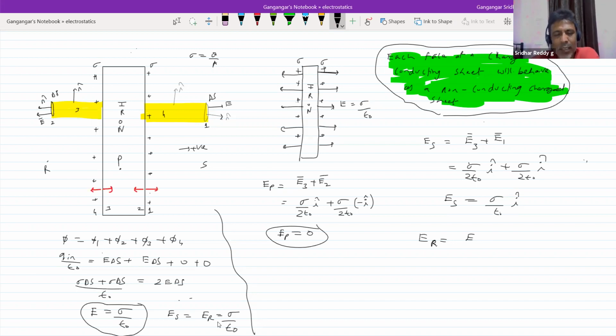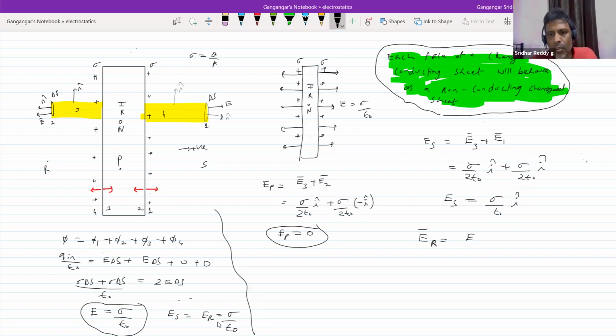What do you mean by E3? The field, because the charge present on surface 4 will produce field in either direction, no? So therefore I have to write E3. At S, what happens? All the charge present on 1 and 4 only will contribute field at all points. So we have to indicate like this. Yes, sir. Thank you, sir.